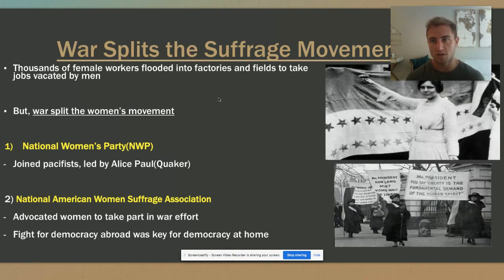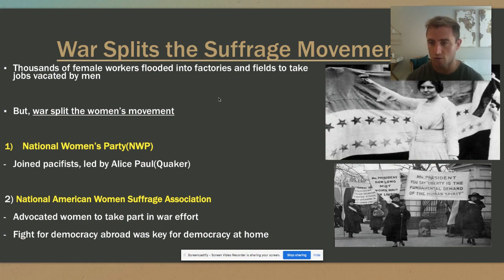The war is also going to split the women's movement. We've seen women tirelessly campaigning for more political rights. And World War I is going to be the catalyst that gets women the right to vote. With the men going off to fight in the war, thousands of female workers come into the factories and the fields to take their jobs and keep those businesses running.